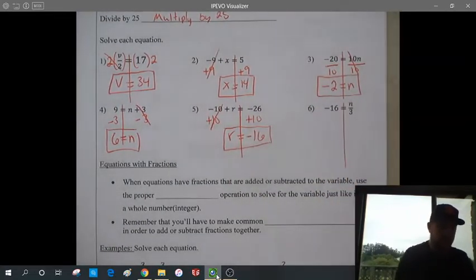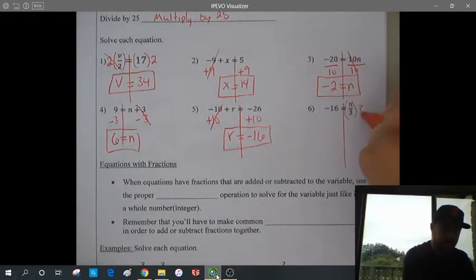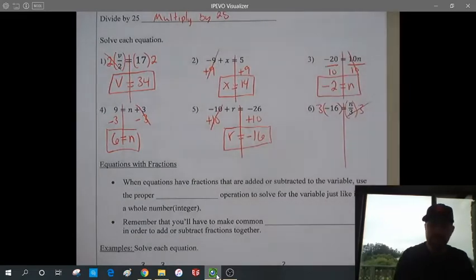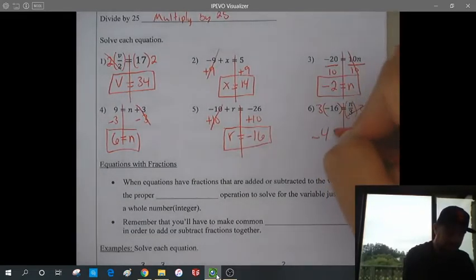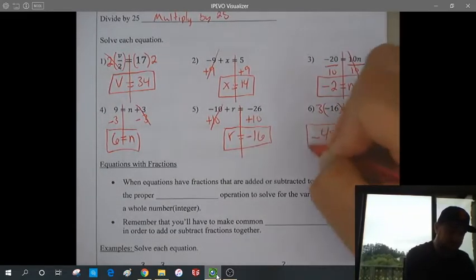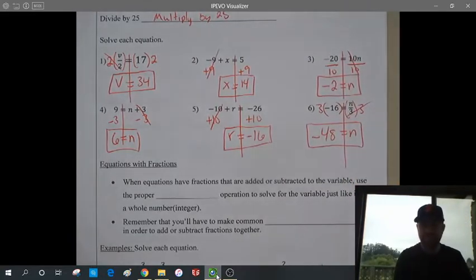And then for number 6, n over 3, and so that's division. I need multiplication then, so multiply both sides by a positive 3 to cancel that out, and that'll give us negative 48 as our value for n.